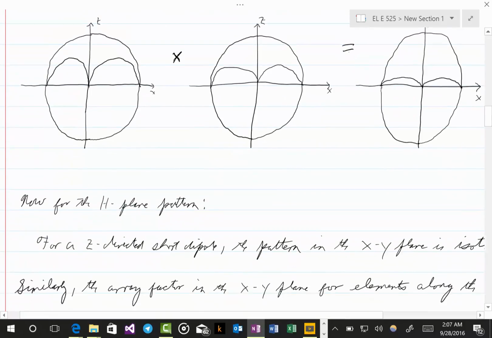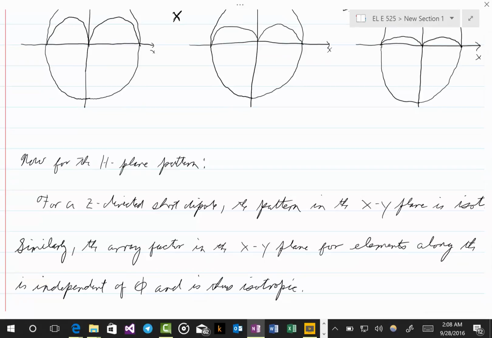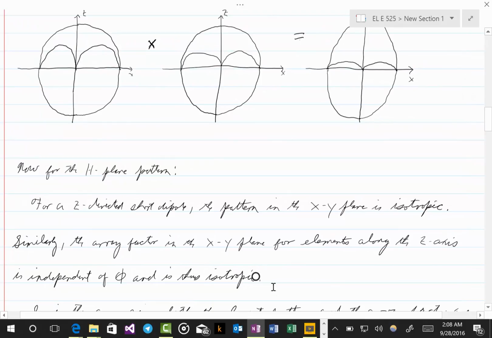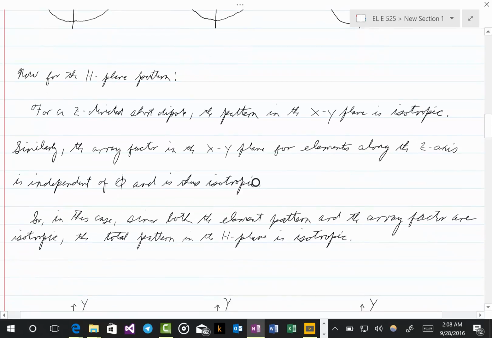Now, how about for the H-plane pattern? Remember that we said that the H-plane is the XY plane. And for a z-directed dipole, the pattern in the XY plane is isotropic. That is, it doesn't vary in the XY plane. It's not a function of phi. And the same is true for the array factor in the XY plane for elements that are distributed along the z-axis. So if the element pattern is isotropic and the array factor is isotropic, then the complete pattern is isotropic.